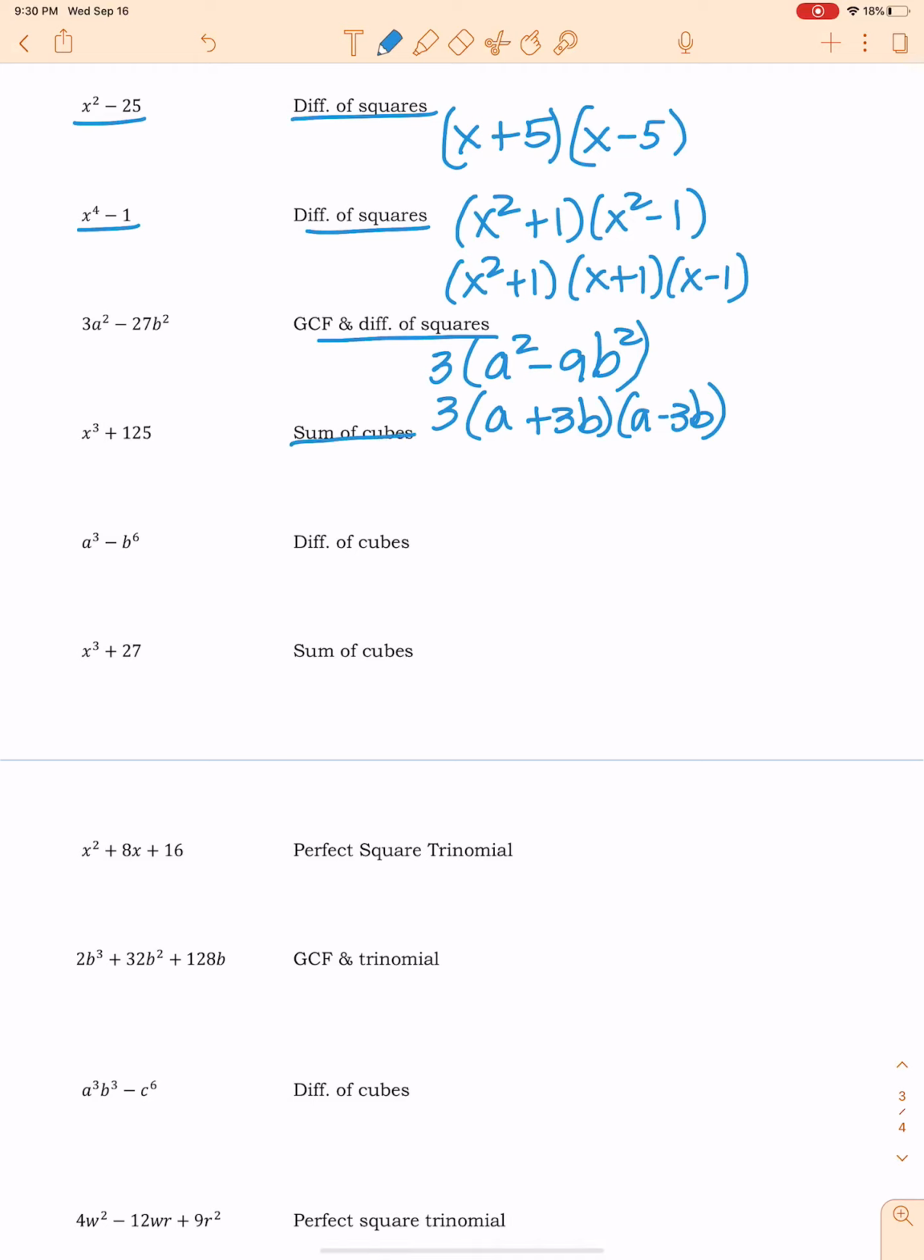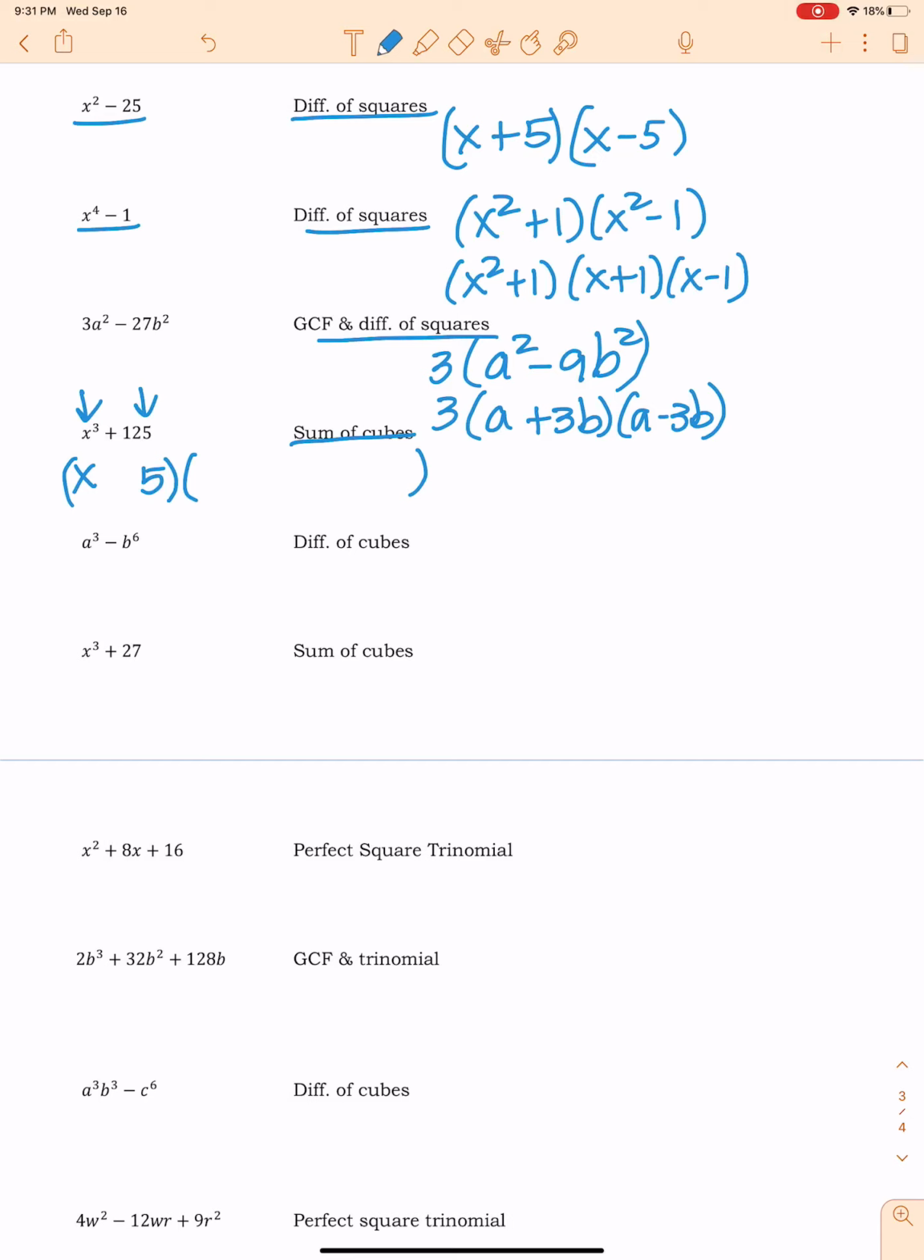Okay, our sum of cubes always going to have a binomial and a trinomial. The cubed root of x cubed is x. The cubed root of 125 is 5. I had to stop and think for a minute. I know that shocks you.